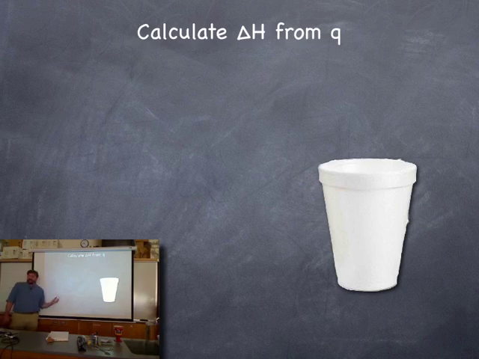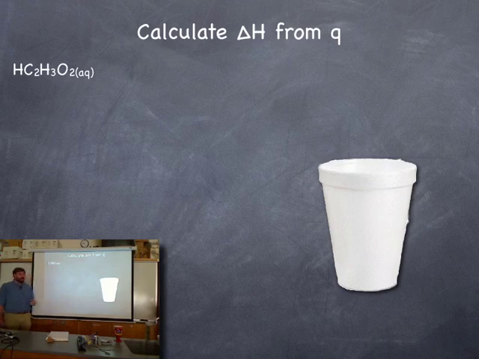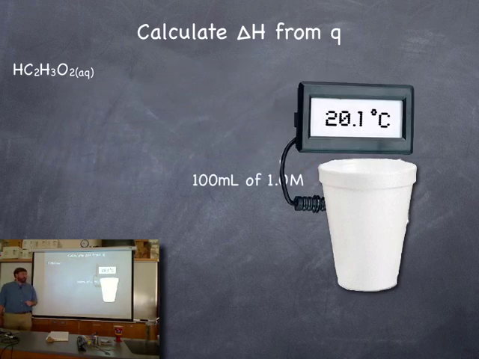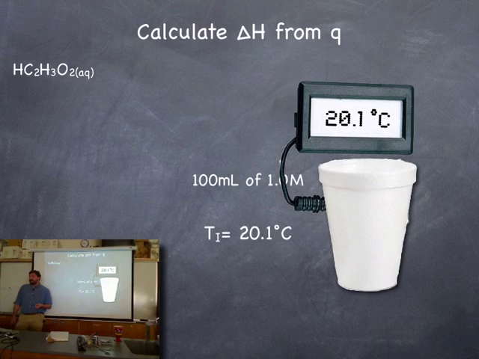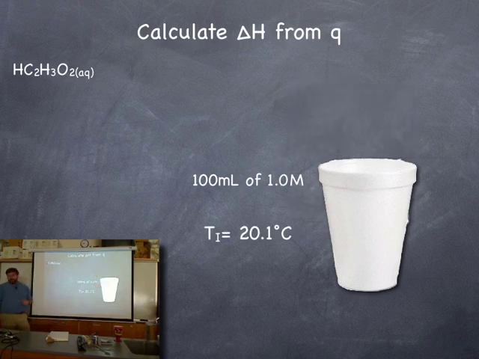So the reaction that we might think about using is this one. Here's our ethanoic acid, our acetic acid bottle. And I'm going to react 100 milliliters of that. I'm going to pour it into my cup, and I'm going to measure the temperature. This time I'm using a digital thermometer. So I can measure the temperature, and the temperature is going to be 20.1 degrees Celsius. So that's the starting point, the starting temperature of my ethanoic acid solution.